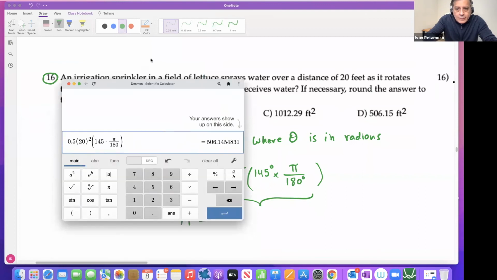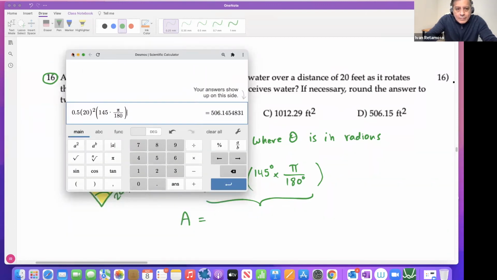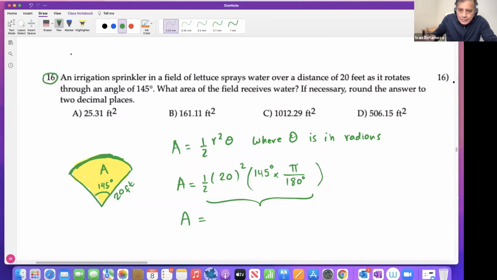Very good, very good. 506.15. In the end, you may attach the units. We're measuring our length in feet, so our area should come out in square feet. Very good. That's it.